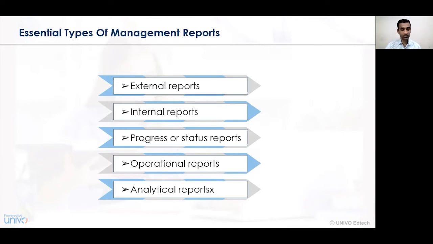External reports are for the external participants, and internal reports are for the internal participants who are within the organization. The progress or status reports are to be given to the chartered accountants, the finance management consultants, cost accountants, and so on. The operational reports are given to the various operational heads, the operational departments or the manufacturing departments, and lastly the analytical reports are given to the various analysts or the business management.